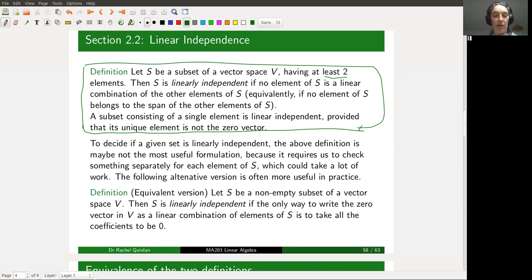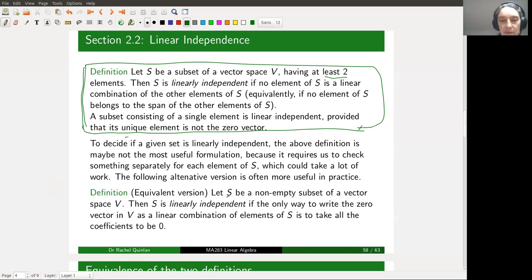So the alternative definition, which is quite often presented in textbooks as the official definition of linear independence, is actually more convenient for checking that. But personally, I find that the first one captures the real intuitive meaning of the concept more effectively, for me at least, and I think for many people. So the second version of the definition.